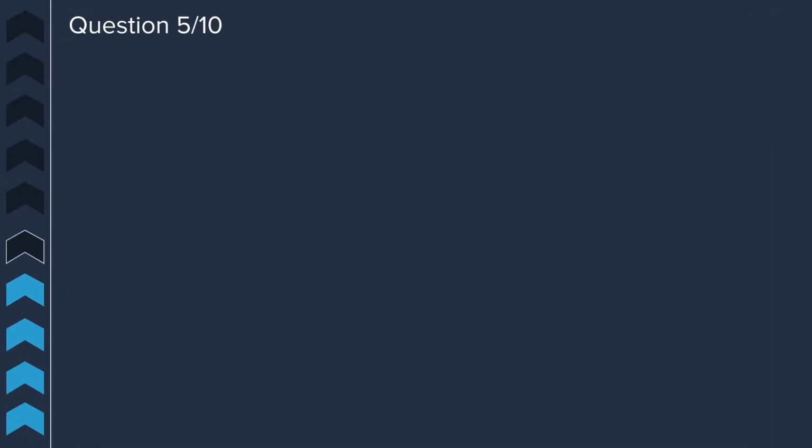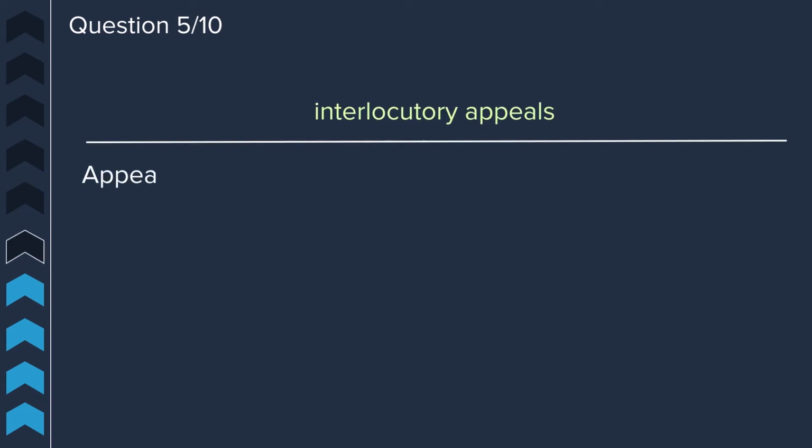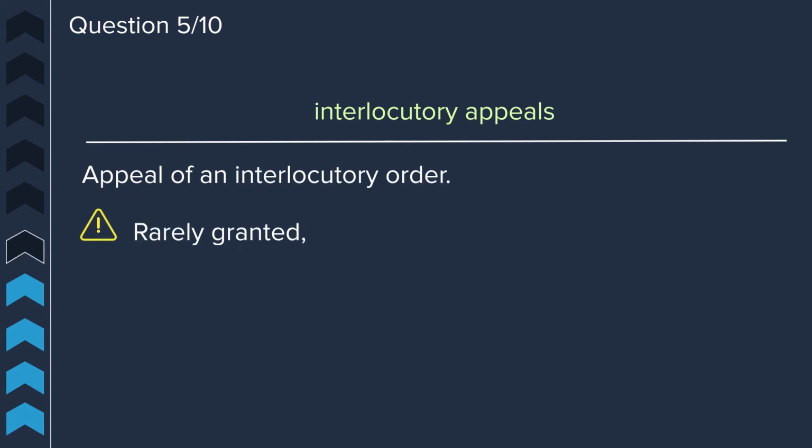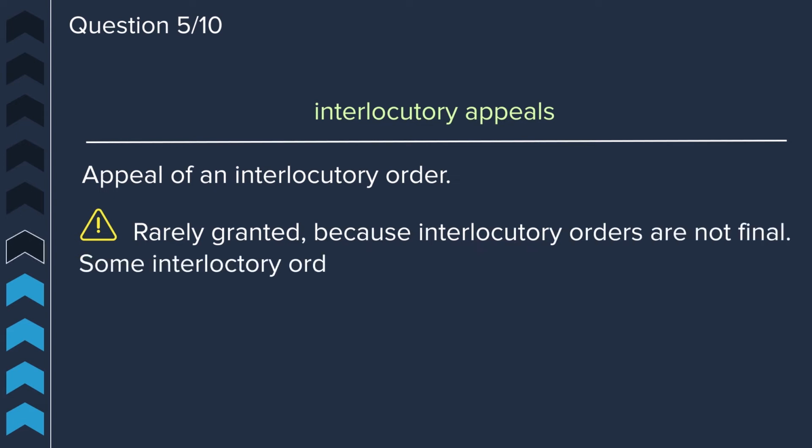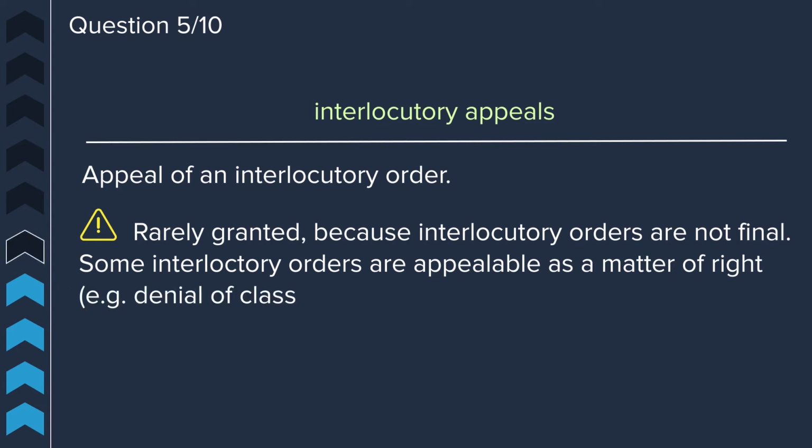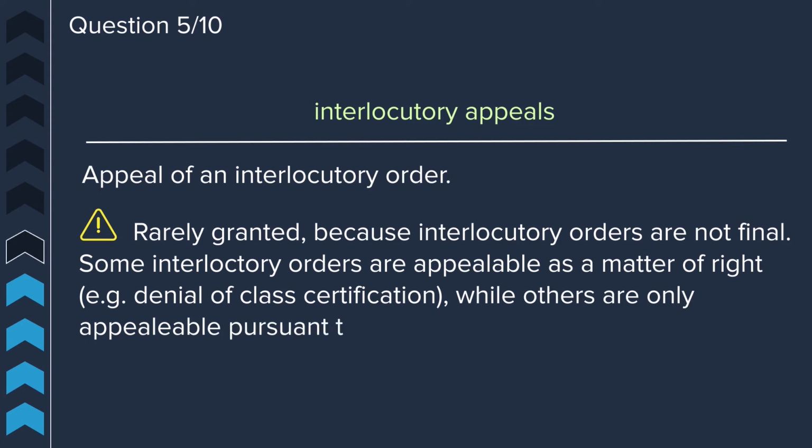Question 5. Define an interlocutory appeal. An interlocutory appeal is the appeal of an interlocutory order. Now, these are rarely granted because interlocutory orders are not final. Some interlocutory orders are appealable as a matter of right, for example, the denial of class certification, while others are only appealable pursuant to analysis under the collateral order doctrine.